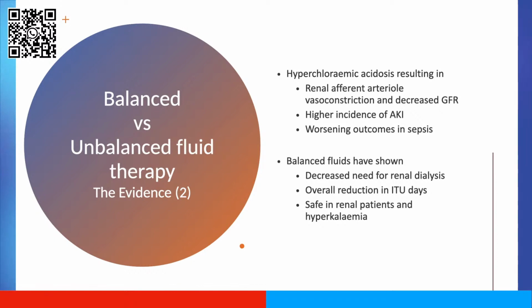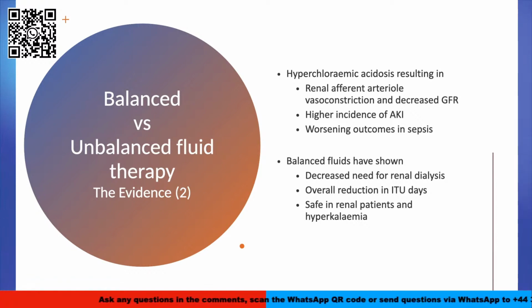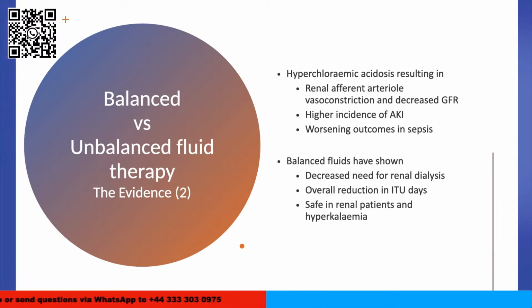Although there is no consensus to a benefit between colloids and crystalloids, new evidence has shown an advantage to balanced fluid resuscitation, particularly when given in high volumes. This is due to the high chloride content of unbalanced fluids such as normal saline. This causes the development of hyperchloremic acidosis due to an intracellular movement of bicarb, reducing the ability of the body to buffer. This results in renal vasoconstriction, a higher incidence of AKI, and worsening outcomes in sepsis.